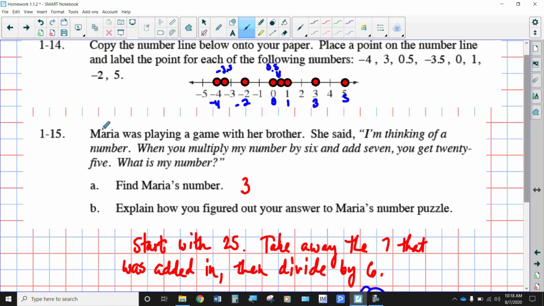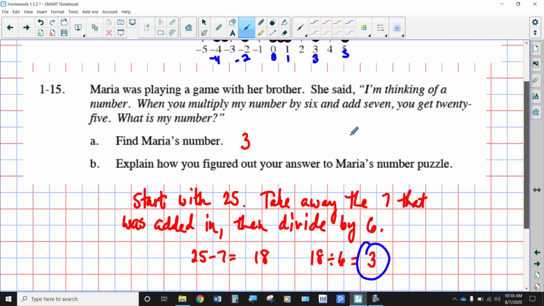And then problem number 15, Maria was playing a game with her brother. She said, I'm thinking of a number. When you multiply my number by 6 and add 7, you get 25. What is my number? Okay, so if you think about this, if we solve this algebraically, we would say, all right, I'm thinking of a number. I'll just use x for my number. And when you multiply it by 6, so 6 times my number, and then add 7, you get 25.